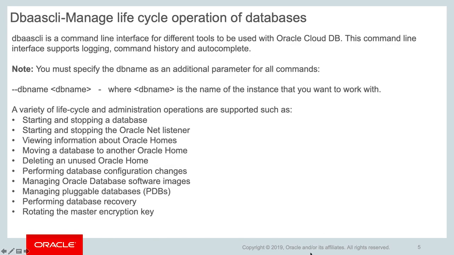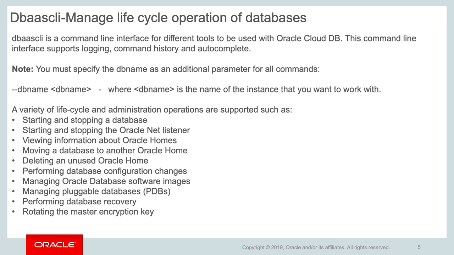So we'll start with debug CLI, which is basically to provide and manage all the lifecycle operations of databases. It's a command line interface for different tools to be used within Oracle Cloud Database. The command line interface supports logging, command history, as well as autocomplete operations. One of the inputs it expects is the database name, and you must specify the database name as an additional parameter for all of the commands.